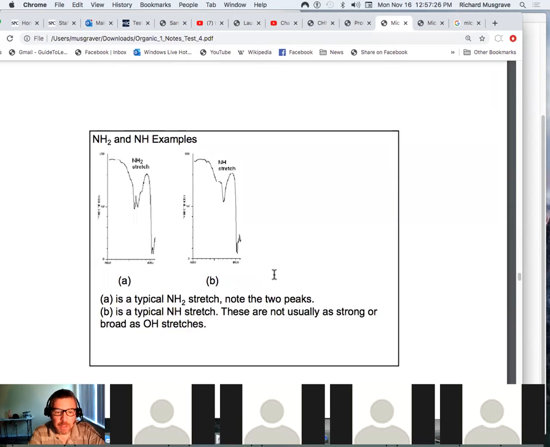In the case of NH2 and NH, you'll see that the NH2 looks like vampire teeth. It's in the same region. The OH never looks like that. And the NH, you'll see, is a bit weaker than the OH, but in the same region. So it's really easy to distinguish between NH and OH. Does anybody have any questions?